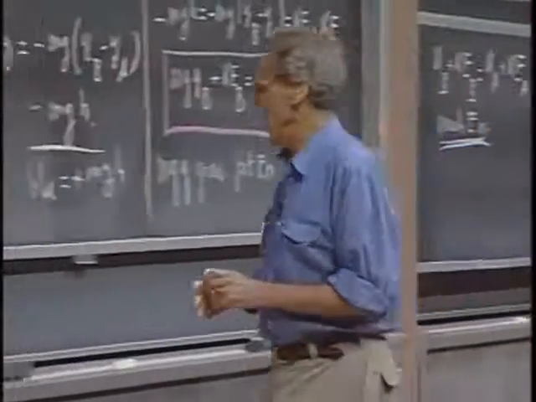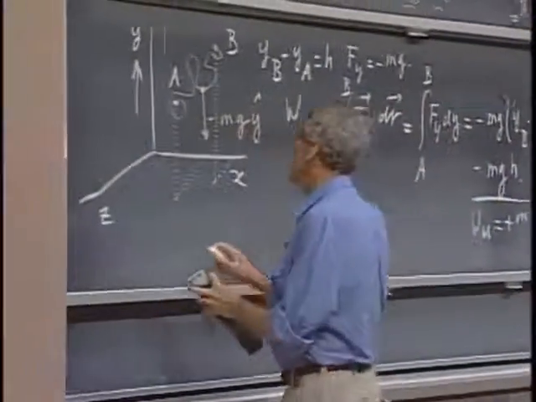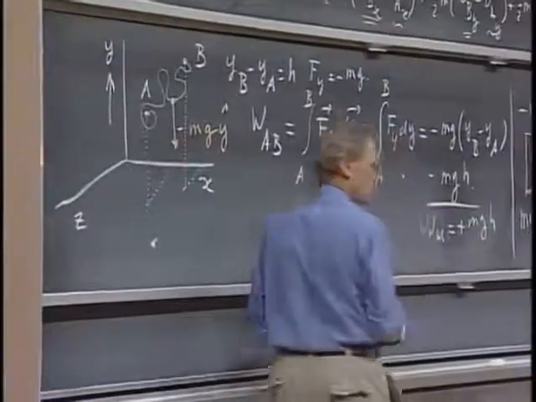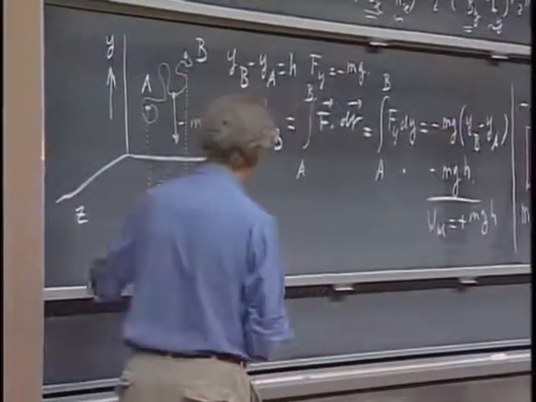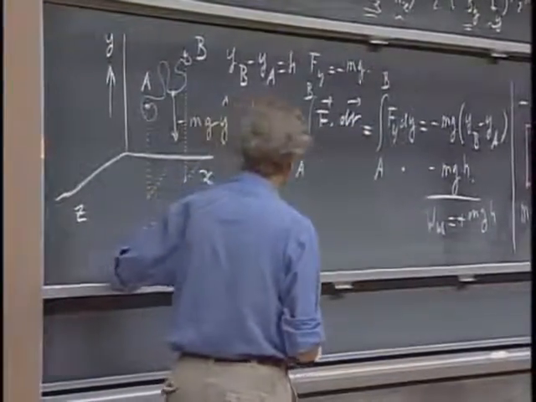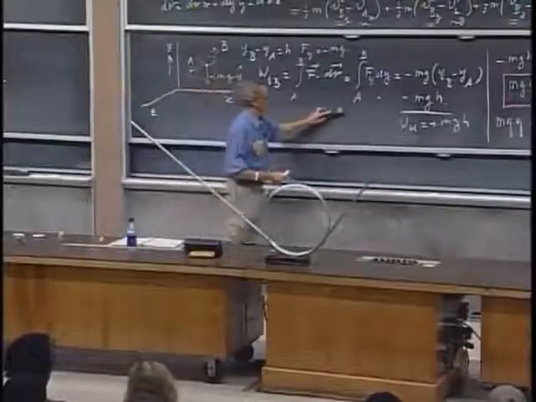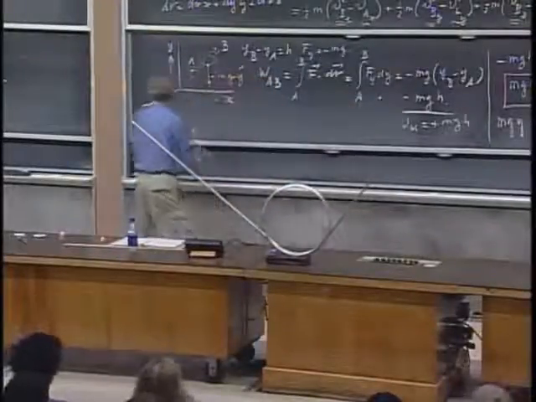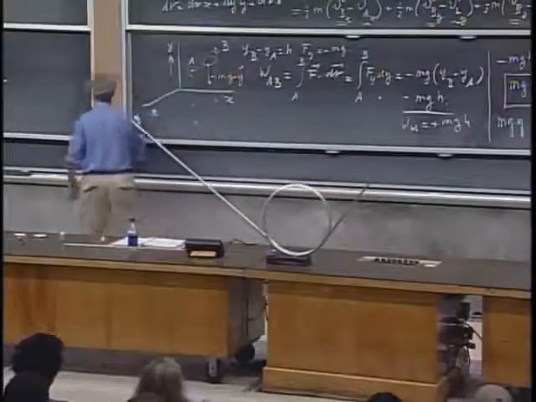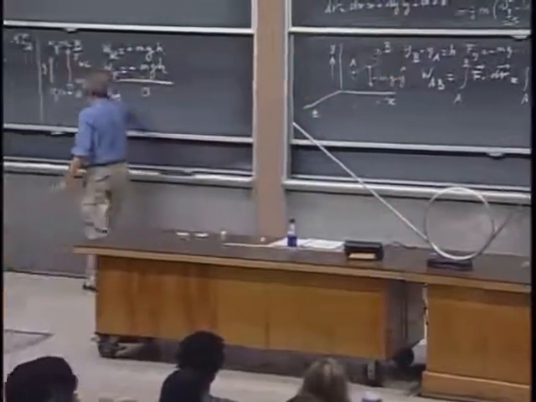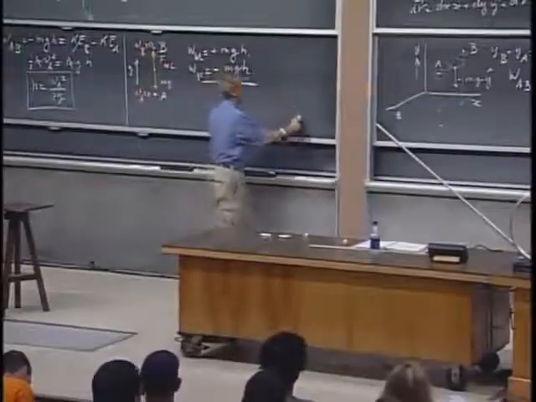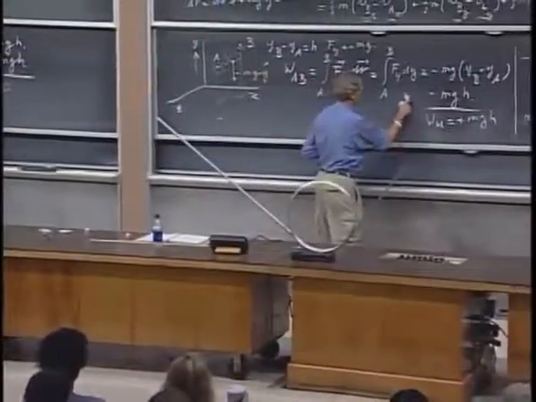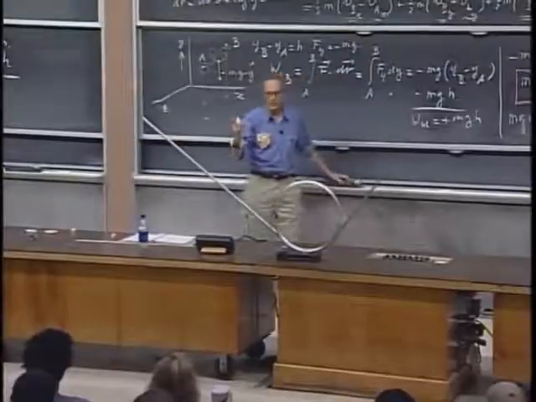If I move an object from here to here, let's suppose I go along a straight line, then the friction is doing negative work, I am doing positive work. But now suppose I go from here to here through this routing. You can see that the work I have to do is much more. Friction is not a conservative force.